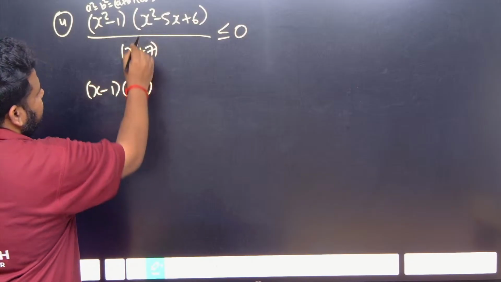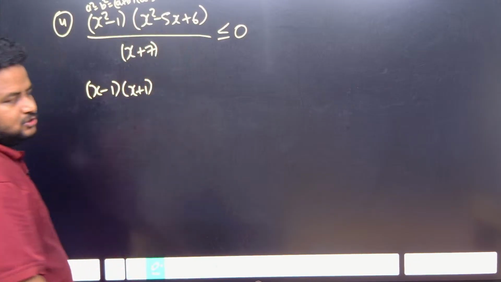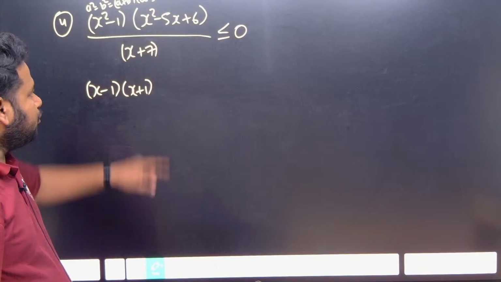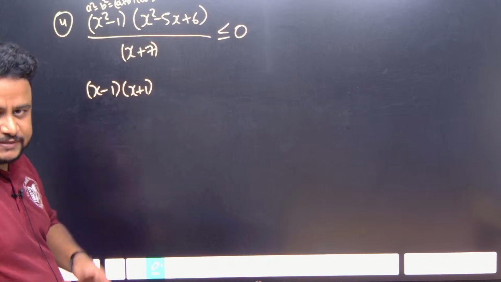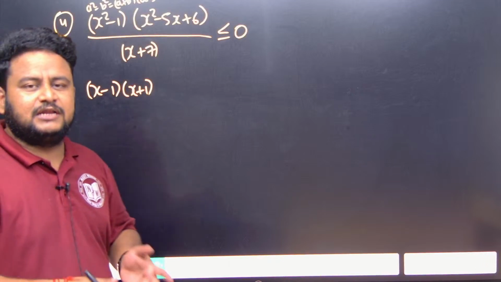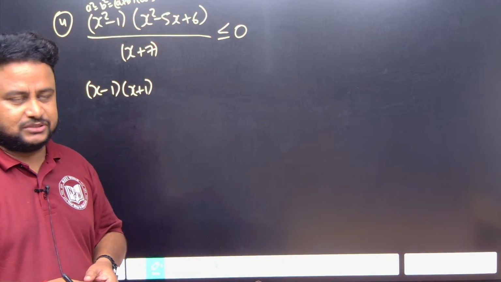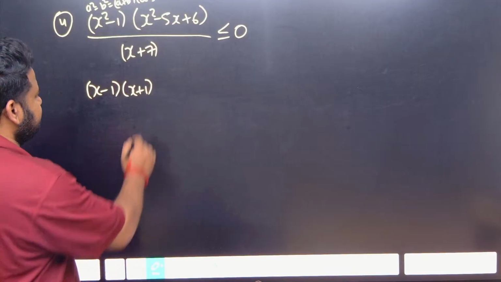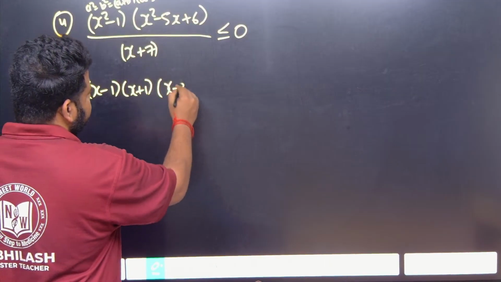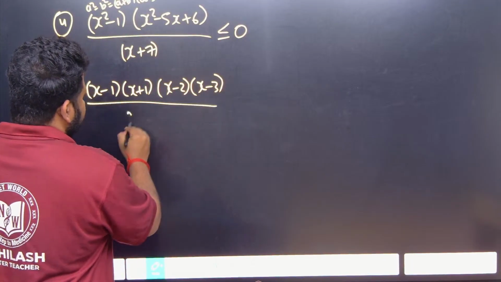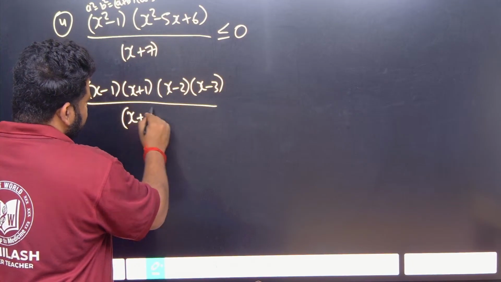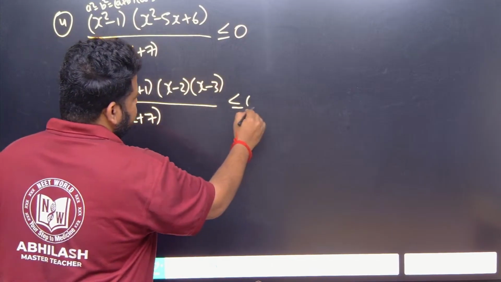Similarly, x square minus 5x plus 6. If you are 10th students and have completed it, you will know how to solve this quadratic equation. Anyway, I will write the factors directly, because when I do quadratic equations in the bridge course, I will tell you the shortcut method. So x square minus 5x plus 6 can be written as x minus 2 into x minus 3, divided by x plus 7, is less than or equal to 0.